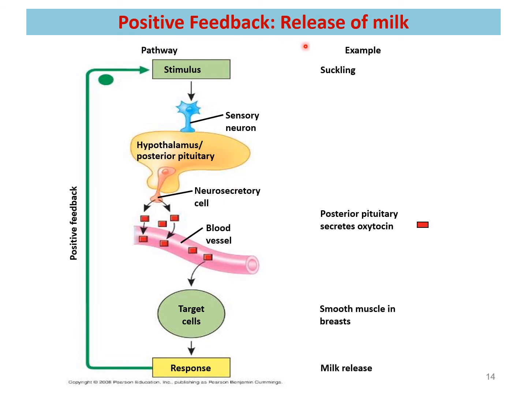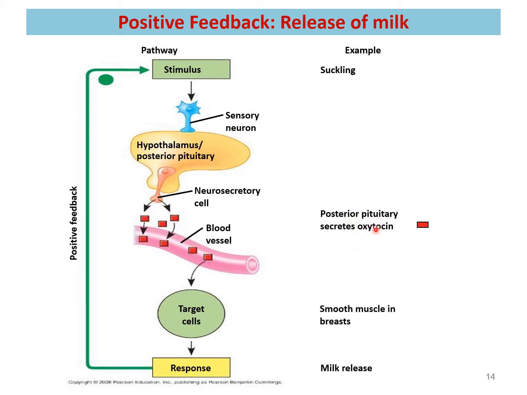Okay, so the second example is the release of milk during nursing. Here is the stimulus. An example stimulus is suckling. This stimulus will send the information to the brain, to the hypothalamus, and then the hypothalamus sends the information to the posterior pituitary to release the hormone oxytocin.